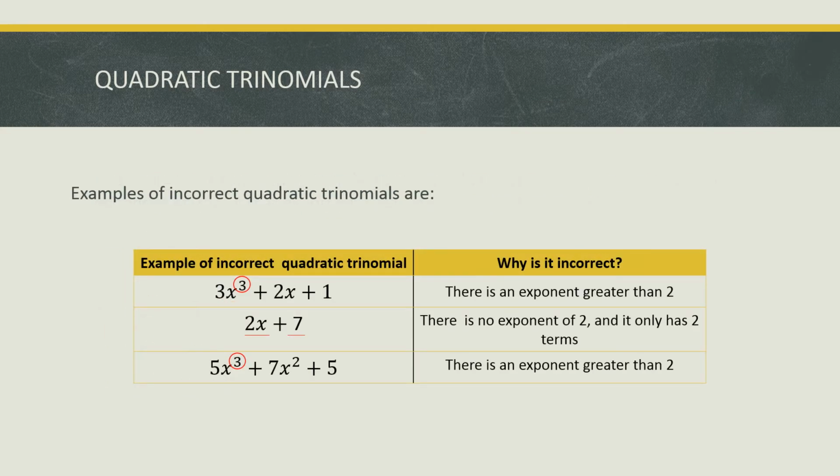On the other hand, some examples of incorrect quadratic trinomials are shown in this table below. The first one, 3x to the power of 3, or 3x cubed, plus 2x plus 1, is incorrect as there is an exponent greater than 2. The second one is incorrect as it has no exponent of 2 and it only has two terms. And the last one is incorrect for the same reason as the first.